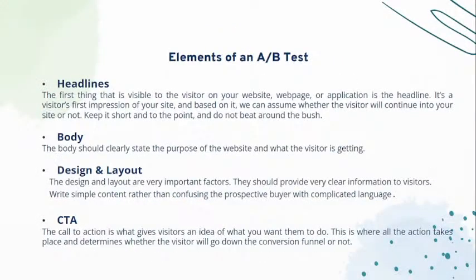So we have gone through the process of how A/B testing is done. But there are some elements we need to test in the A/B test. So what do we have to do here? We move to the first point, the headline. The first thing visible to the visitor on your website, web page or application is the headline. It's the visitor's first impression of your site, and based on it we can assume whether the visitors will continue on your site or not.